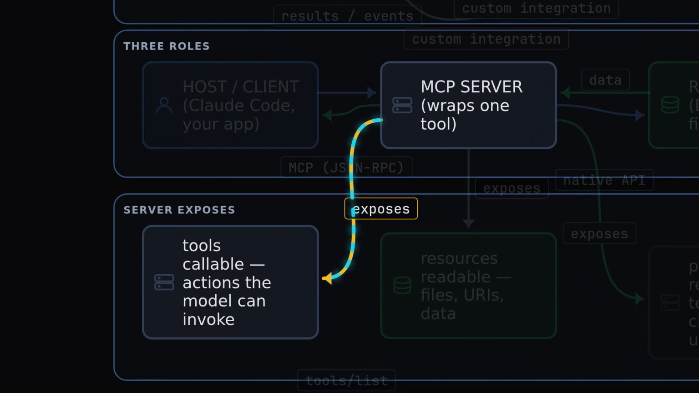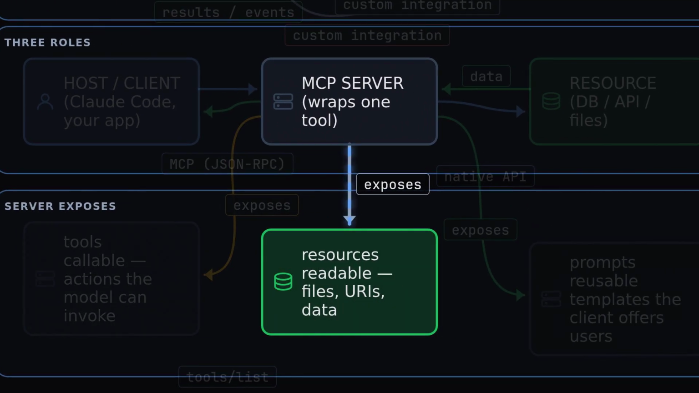An MCP server exposes 3 things. First, tools. Callable actions the model can invoke. Same shape as the tools from last episode: name, description, JSON schema for arguments. Second, resources. Readable things the client can pull in as context: files, URIs, data blobs. The model doesn't call them; the client reads them and decides whether to attach them.